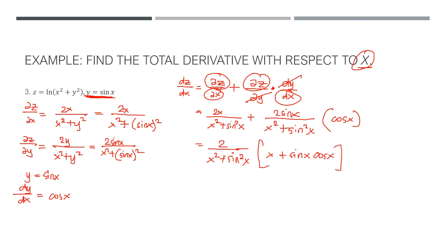So since, as I've told you earlier, we are not finding the total derivative in terms of any value, we need to replace it back again to the original value. Since sine x is equivalent to y, our answer is also equivalent to 2 over x squared plus y squared, because sine x is equivalent to y and this is squared, so that is y squared, times x plus sine x, which is equivalent to y, so we have to replace that back to y times cos x. Okay, so this is now our final answer.